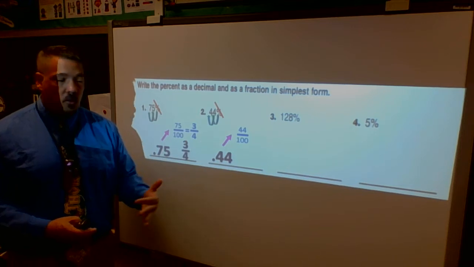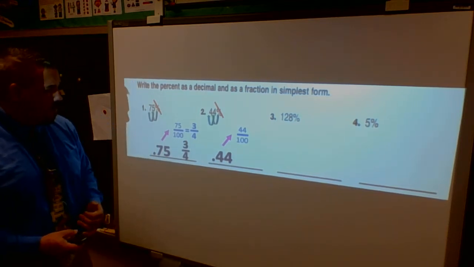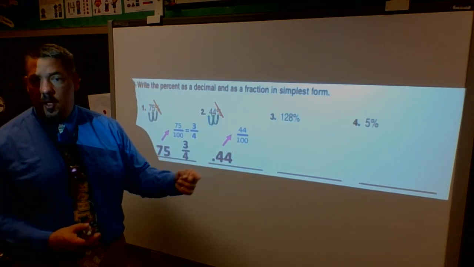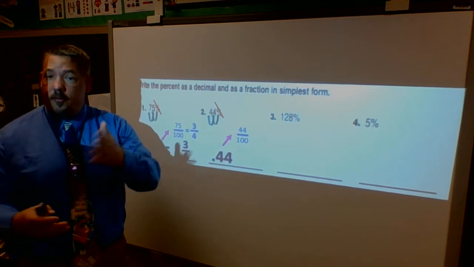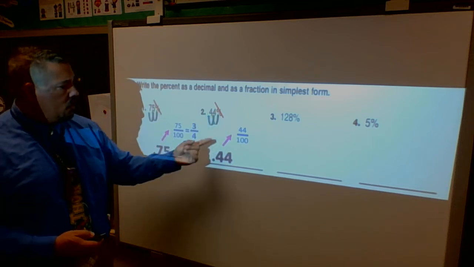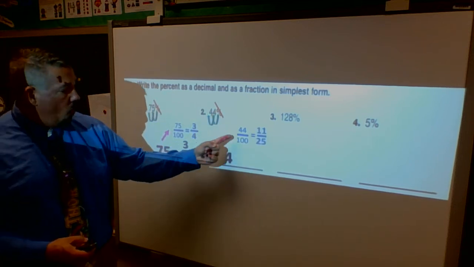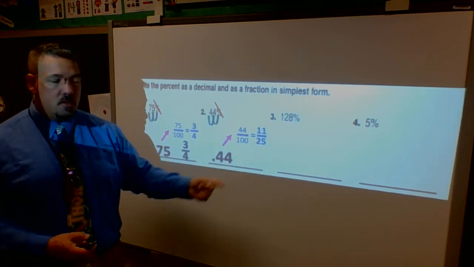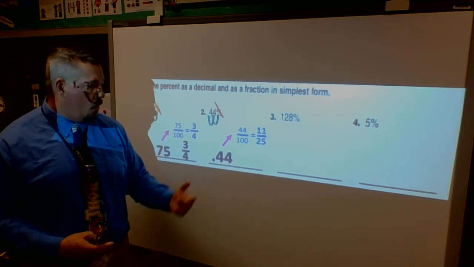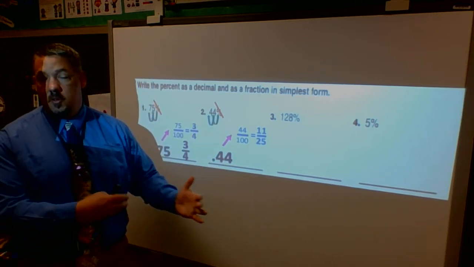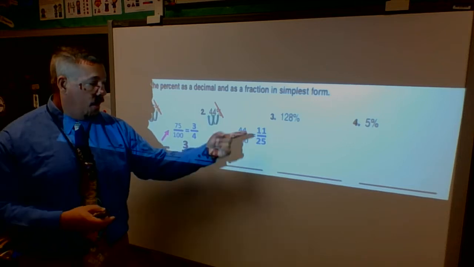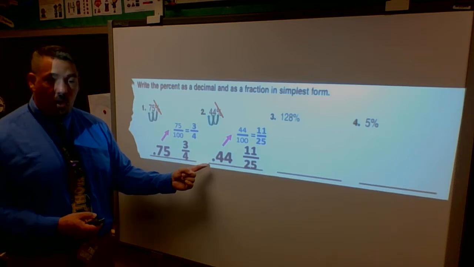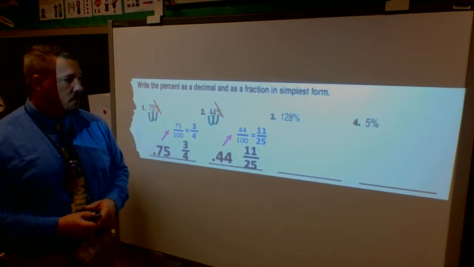Well, it's even numbers, so I know 2 will go into both of them. But when I look at it, 4 will go into both of them, and I know 4 goes into 100 evenly because there are 4 quarters in $1. So if I reduce by 4, 4 goes into 44 11 times, and 4 goes into 100 25 times. If I want to reduce by 2, I would get 22 over 50, which are 2 even numbers. I'd have to reduce by 2 again and still get my 11/25. My final answers are 44 hundredths and 11/25.